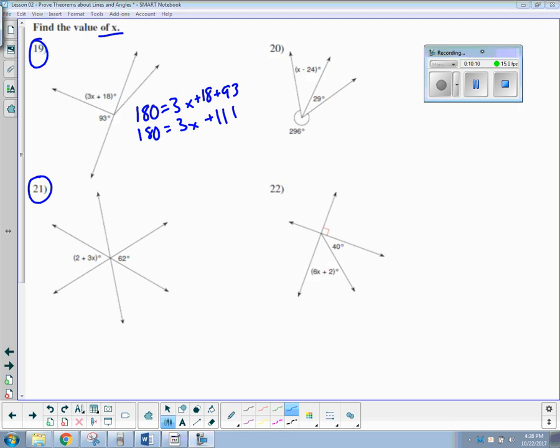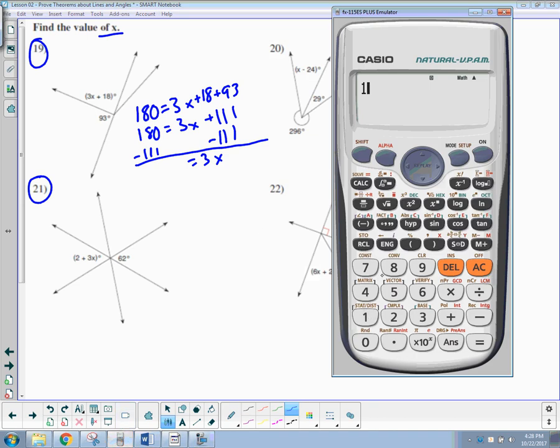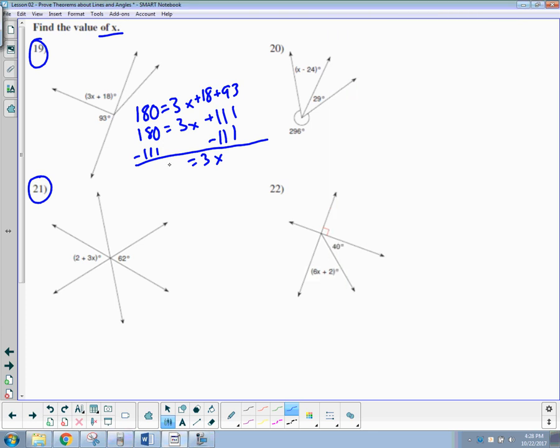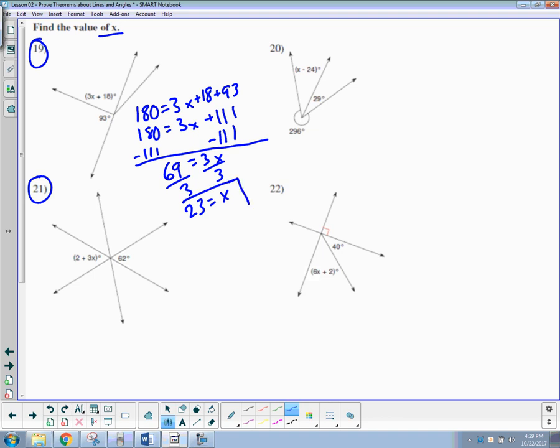Subtract 111 from both sides equals 3x. 180 minus 111, 69. Divided by 3. And we get, let's see, it should be 23. But just in case I lost my memory after eating that blizzard, let's find out. 69 divided by 3, 23, good. All I wanted was x, so we did good. Checking my worksheet, yep, that's the right answer.